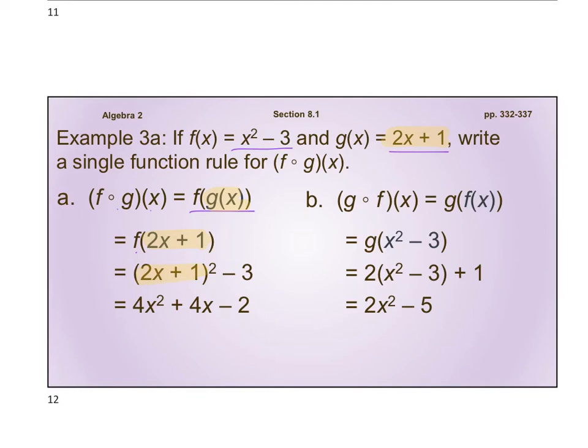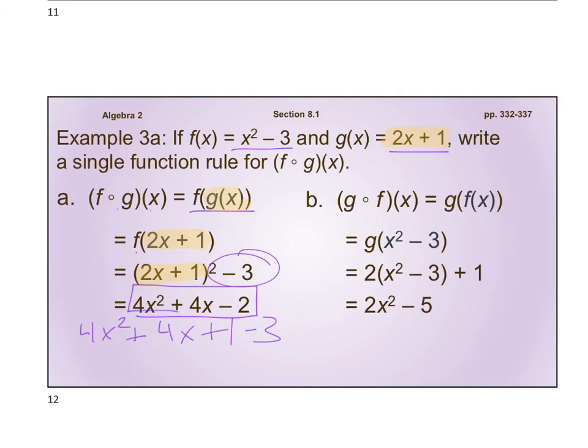So I have to FOIL that out. If I FOIL that out, I'm going to get 4x squared plus 1 times 2 is 2, times 2 is 4, plus 4x plus 1, and then I still have this minus 3. So that's where this equation right here is coming from. So that is the single function rule.